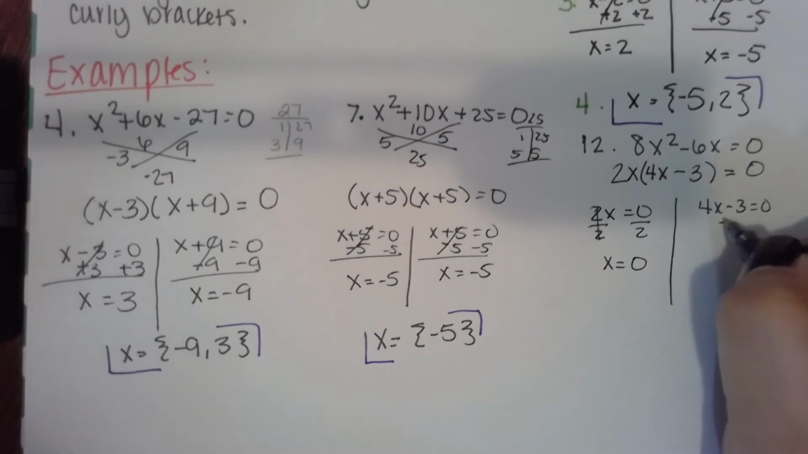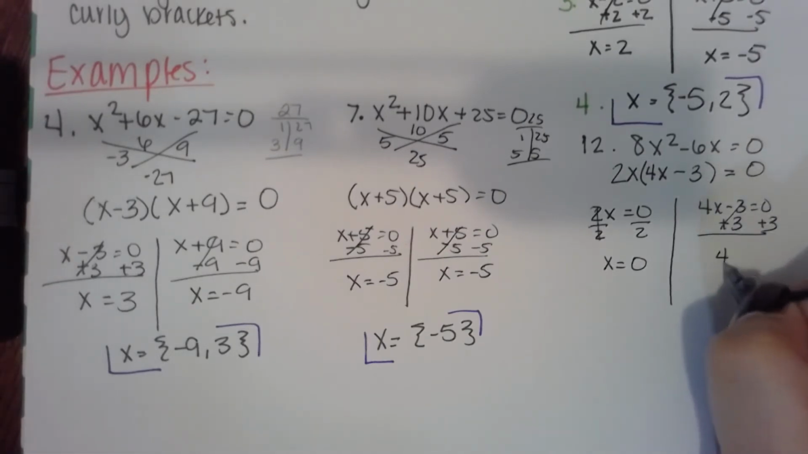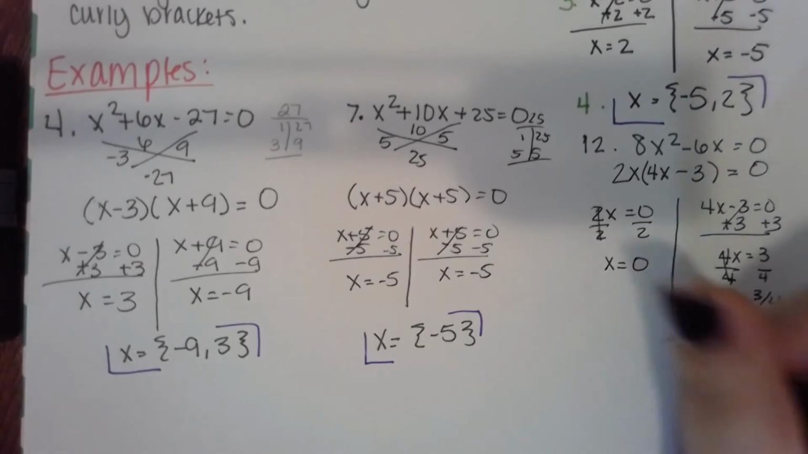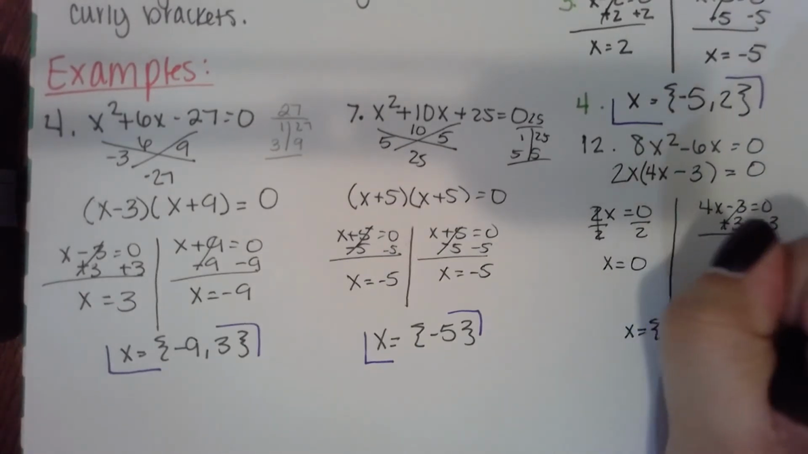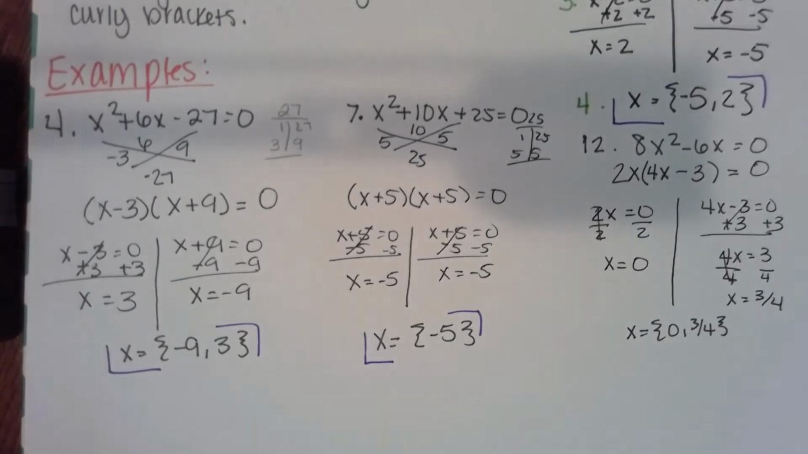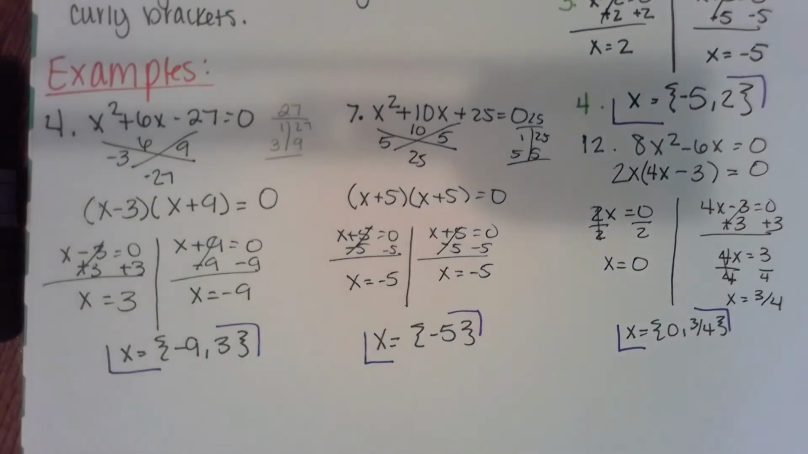Then adding 3 on both sides, on the right side you would get 4x equals 3, and then divide by 4 to get x equals 3/4. So your zeros on this one were actually x equals 0 and 3/4, which shows you that yes, it is totally possible to get a fraction as one of your zeros, and it's possible to get a 0 as one of your zeros too.